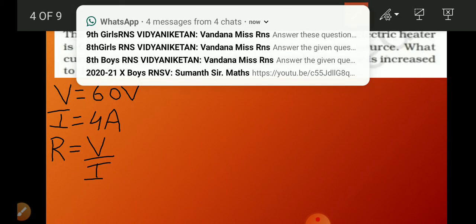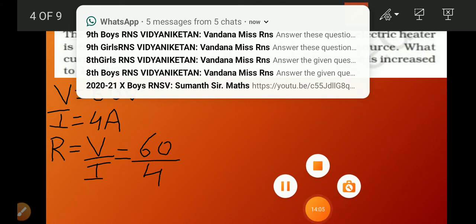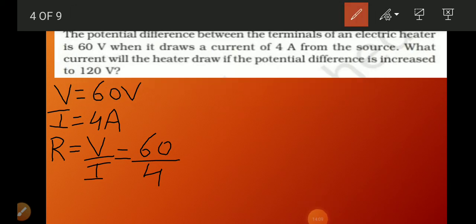Therefore, substitute, that is R is equal to V by I. V is equal to 60 divided by current I, which is 4 ampere. So which is equal to 60 divided by 4, which is equal to 15 ohm.